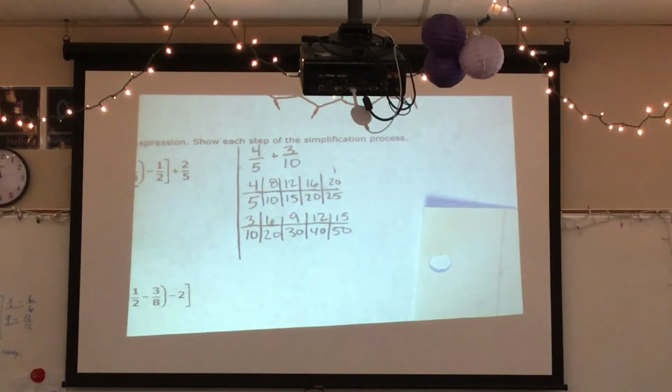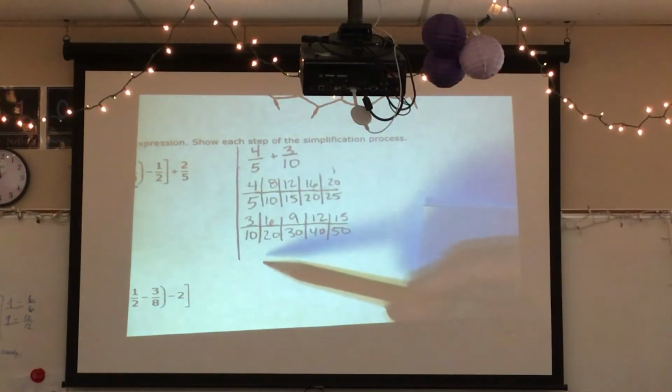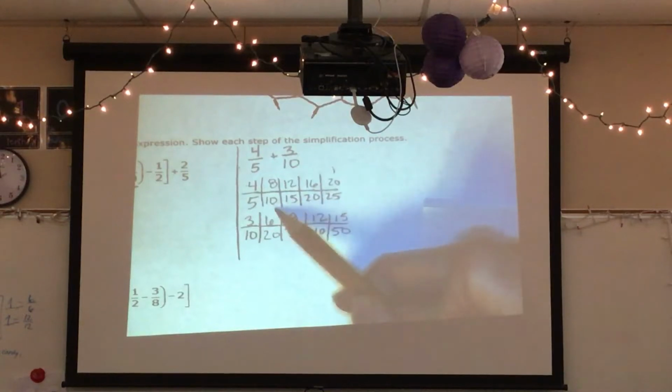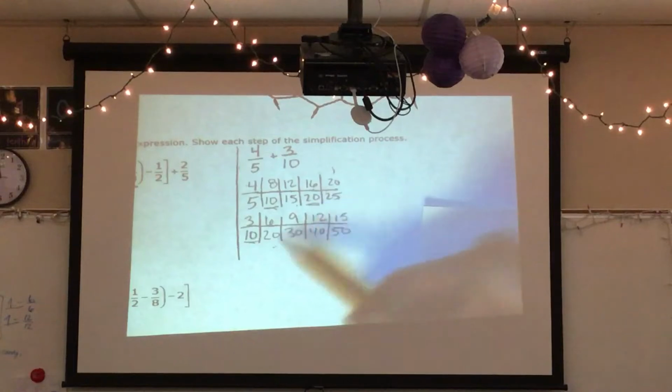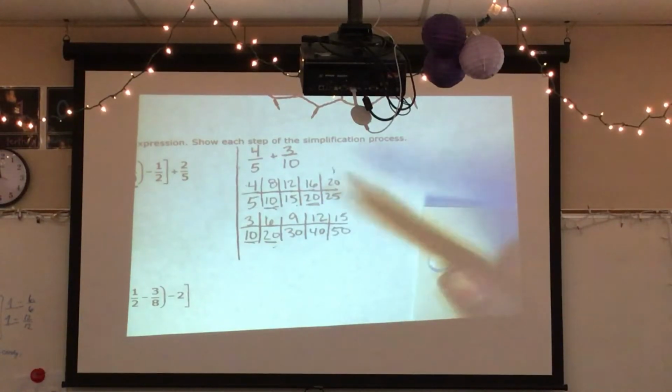We'll give you about 30 more seconds to finish up your ratio table, then we'll find a common denominator together. All right, let's look up here. Do I have a 5 down here? No. A 10? Yes. A 15? No. 20? Yes. 25? No. Okay, I have 2 underlined.